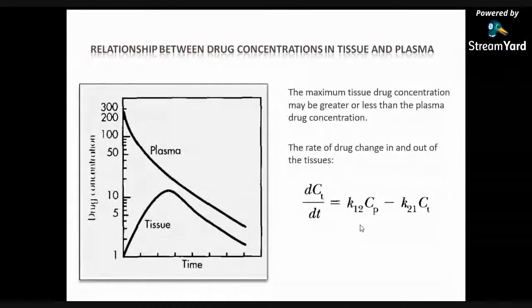Then here is the relationship between drug concentrations in the tissue and the plasma. You can observe in this graph the maximum tissue drug concentration may be greater or lesser than the plasma drug concentration, and the rate of drug change in and out of the tissues. Then we can write the equation like dCt/dt is equal to k12 into Cp, plasma concentration, minus k21 into Ct, total concentration.